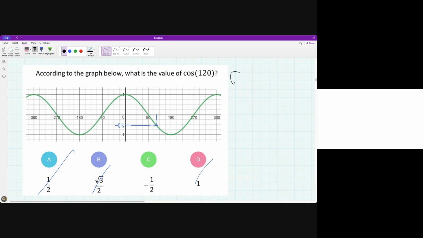What is, using the graph, the value of these three? The cos of 180, the cos of 0, and the cos of minus 360. I want you to use the graph to help you find those. The cos of 180 is indeed -1. What about the next two?